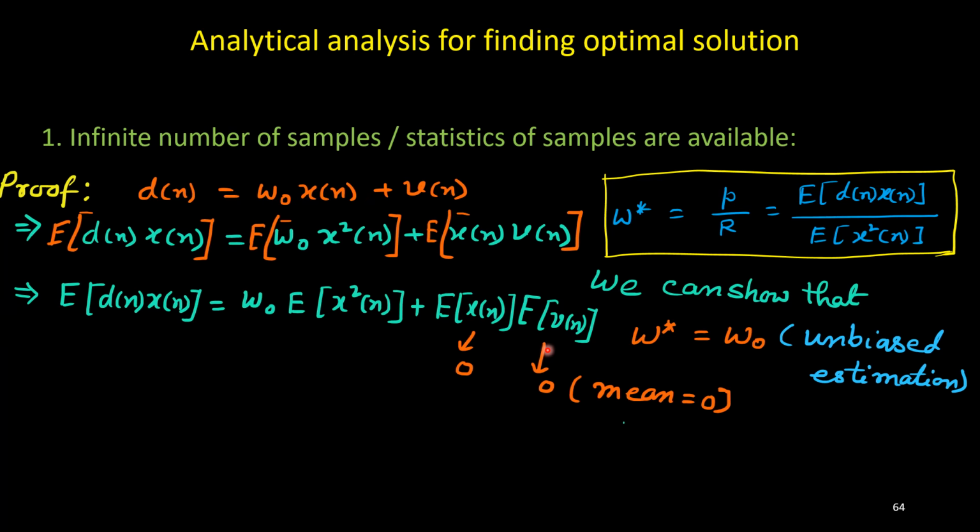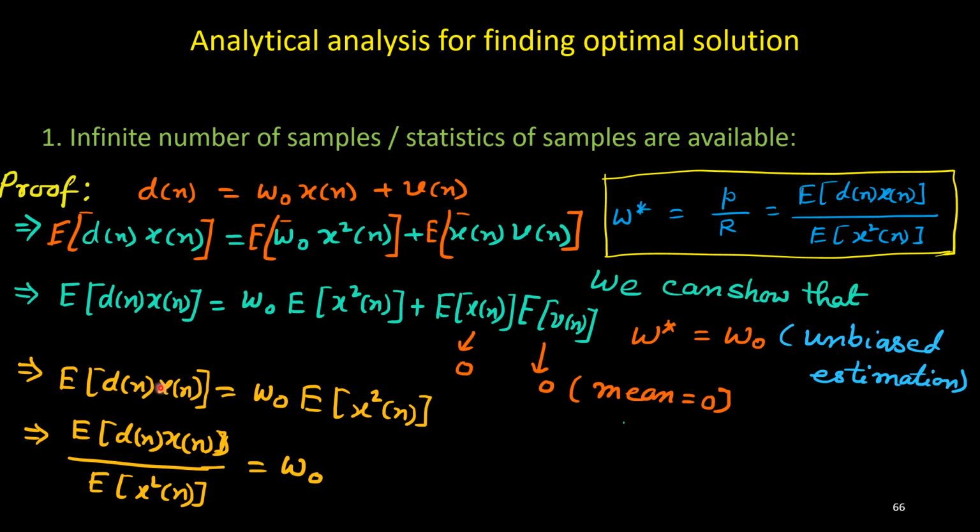Its mean value is 0. So if any one is 0, then it is sufficient. Then this value becomes 0. The second last term will vanish, with this condition that the observation noise has 0 mean. So under this condition, this term is exactly equal to w naught into expected value of x square n.